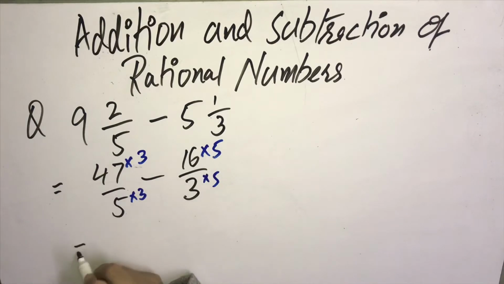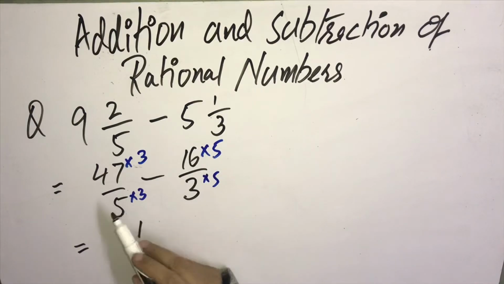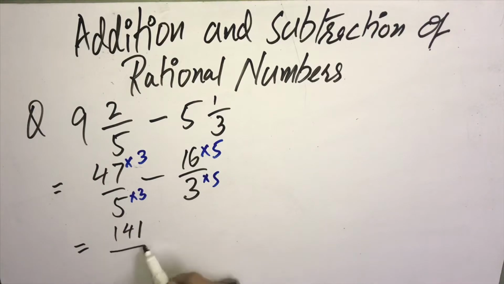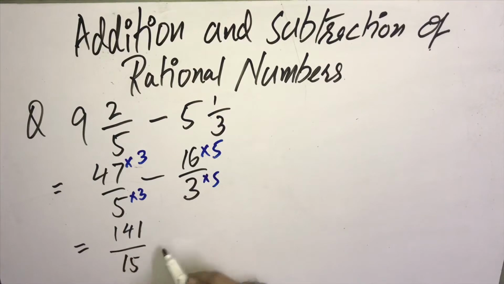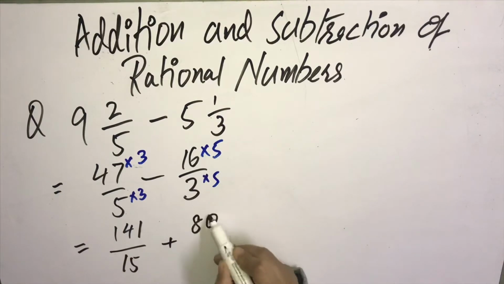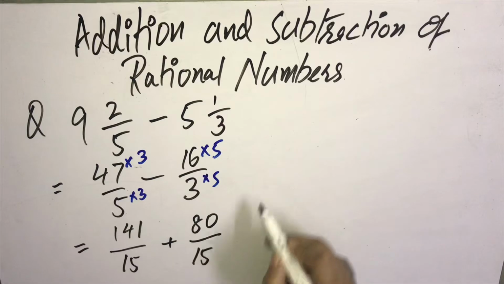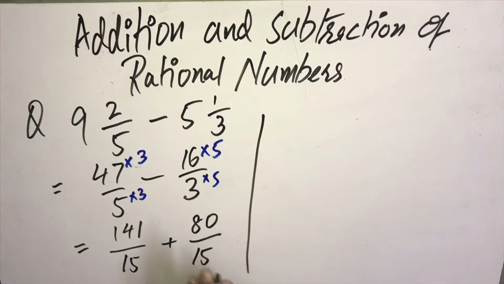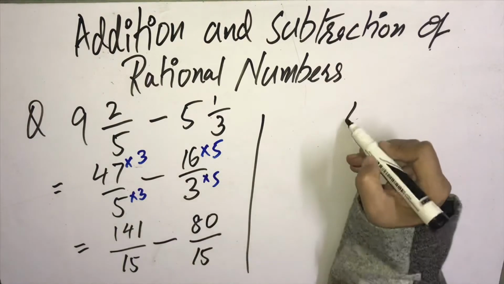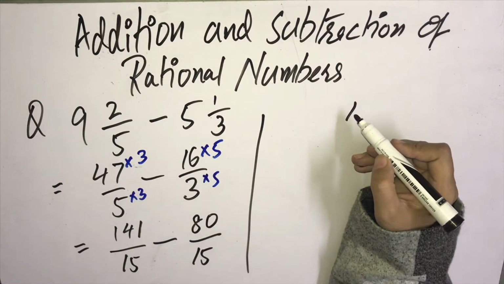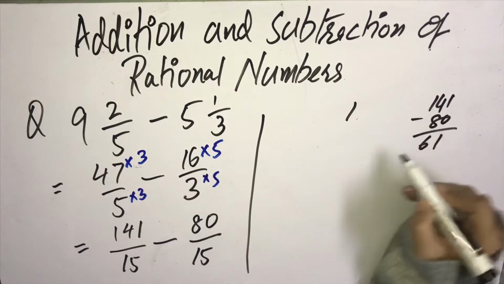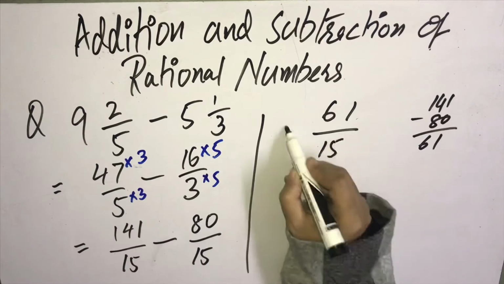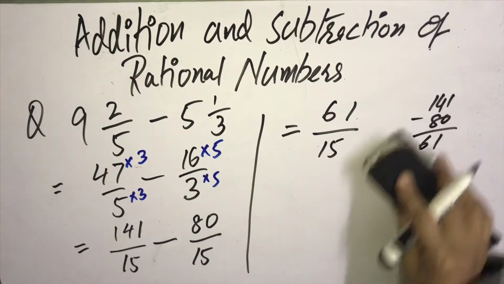Next step, it is 141 when we multiply 47 with 3, over 15. This is 80. You can check. Now I am subtracting. I shall subtract these two. It is 141 minus 80. I shall have 61 over 15. Now I have to convert it into a mixed number.